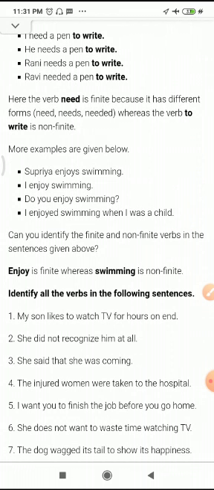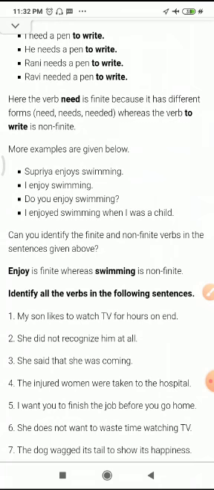Supriya swimming karna. Supriya ko swimming karna achha lagta hai. I enjoy swimming. Here swim is a verb and I have added ing and made it a noun. This swimming is working as a noun. If you come to my class, I will explain each and every sentence with explanation. So first you watch this video. If you are not understanding, you can call me.